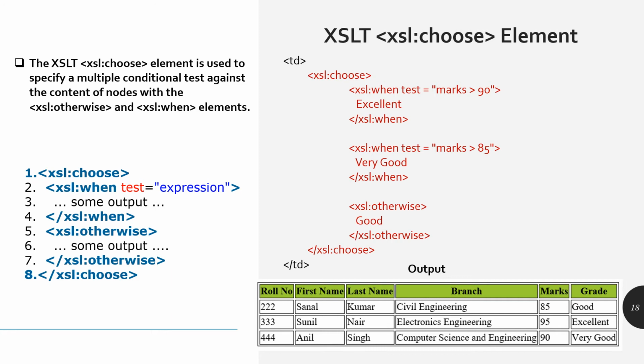There are some situations where we need to assign a range of values, a range of conditions. Within that range we need to assign something, then for another range we need to assign something else. In such situations we can use choose.